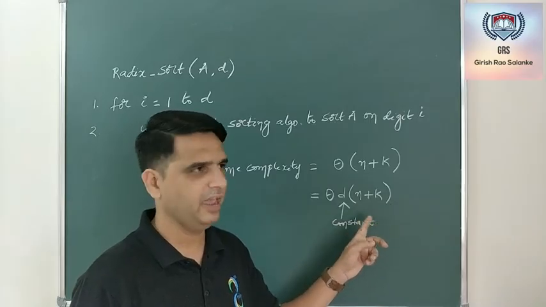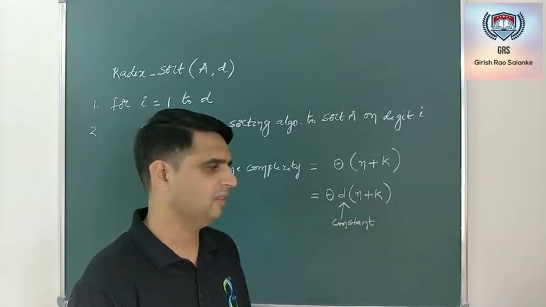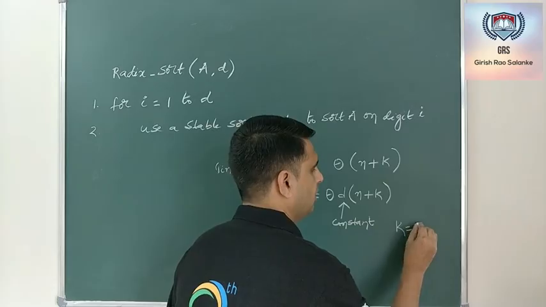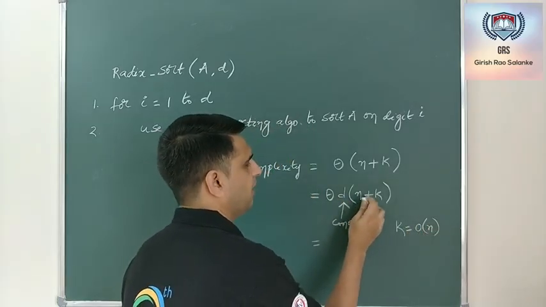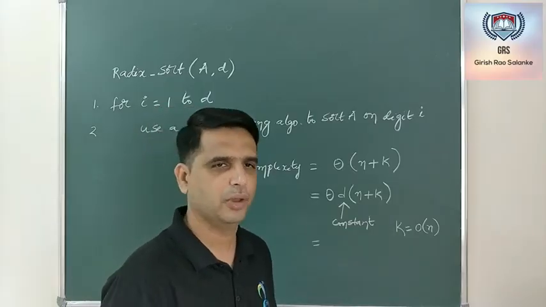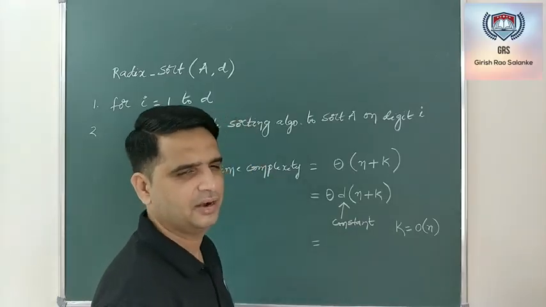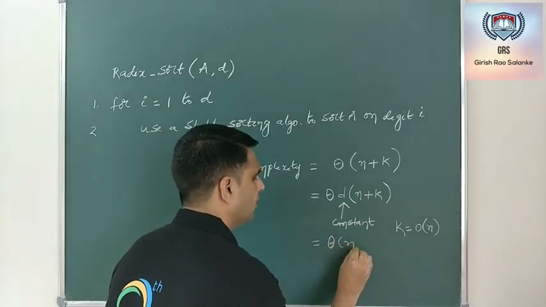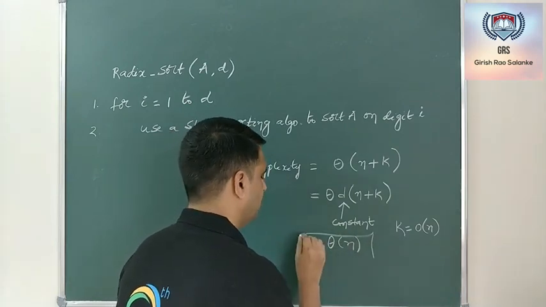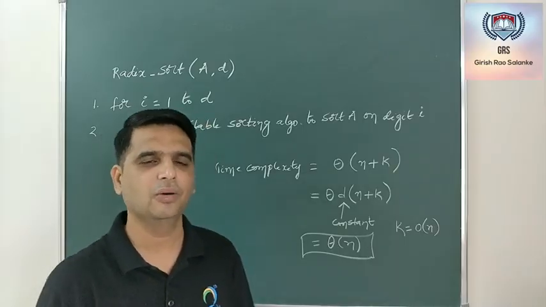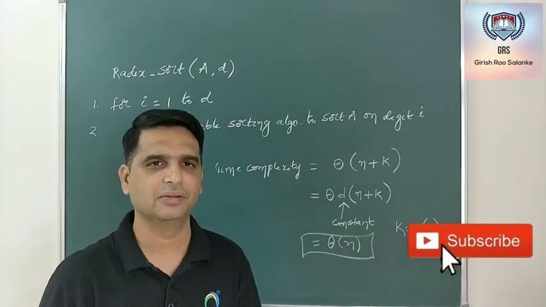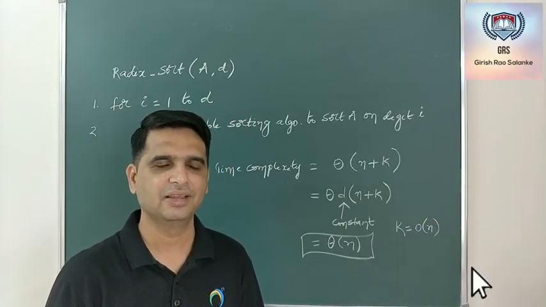And even if my k is of order n, it becomes theta of n plus n, which is once again theta of 2n. In 2n I can discard the 2, so it will be theta of n. Hence, I can say that the time complexity of the Radix sort algorithm is also linear in nature. Hope this is clear. Thank you.